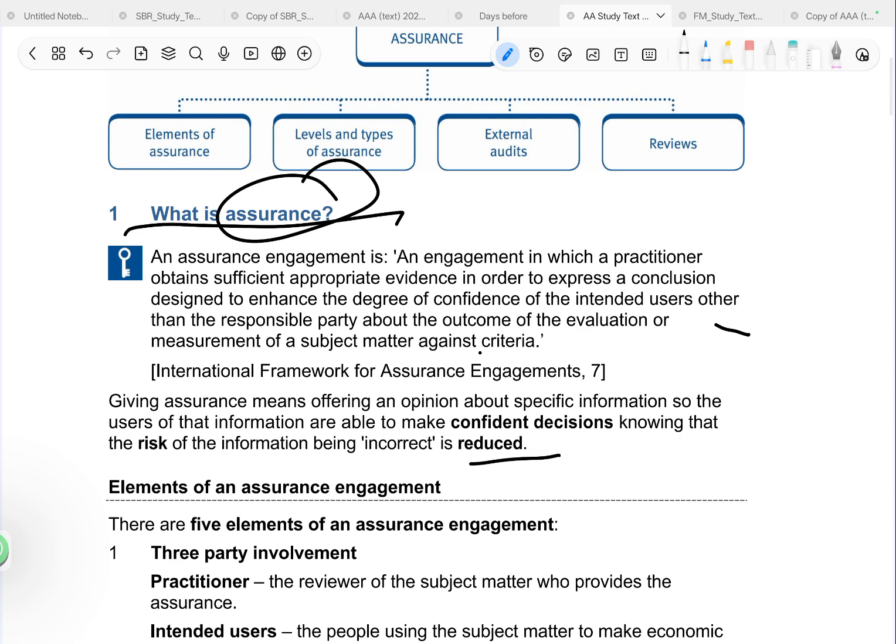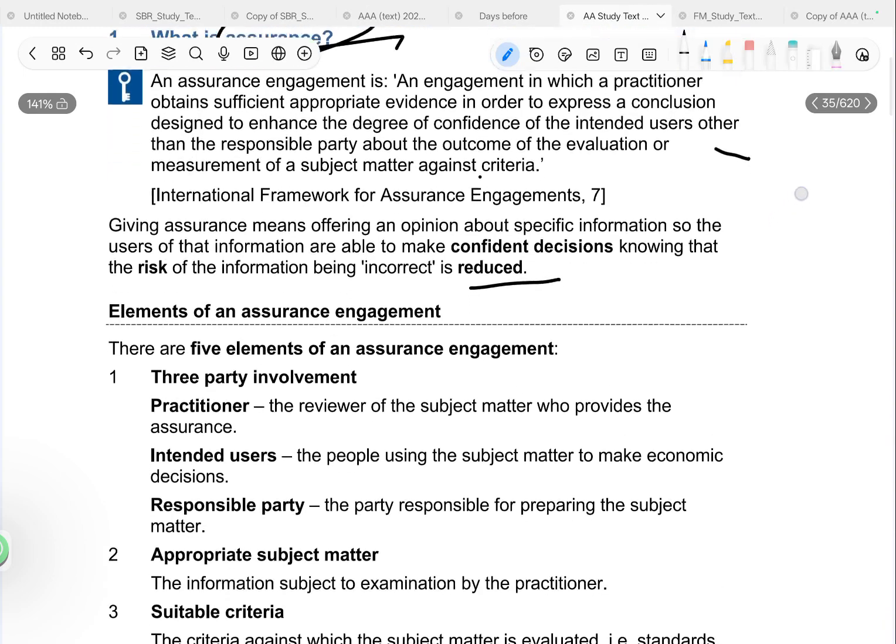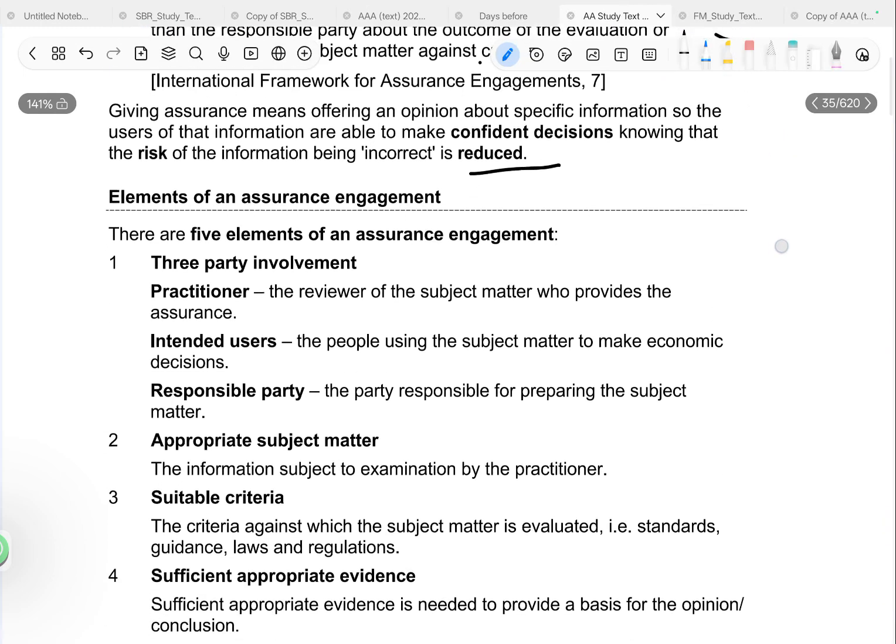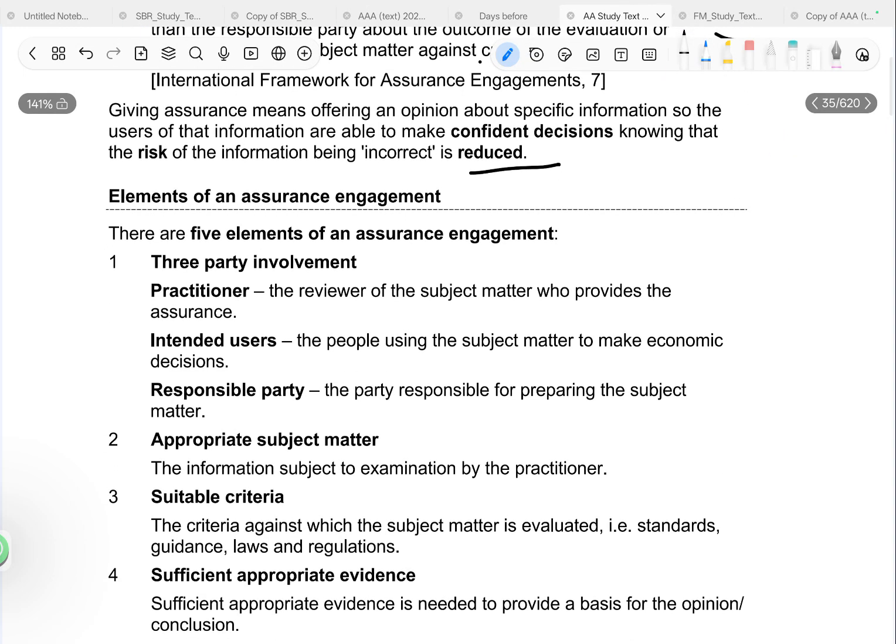Now, to understand assurance properly, you must remember the five elements of an assurance engagement. These five elements are extremely important and are often tested in exams. So, let's go through them one by one. The first element is a three party involvement. Every assurance engagement involves three different parties. The first one is the practitioner.